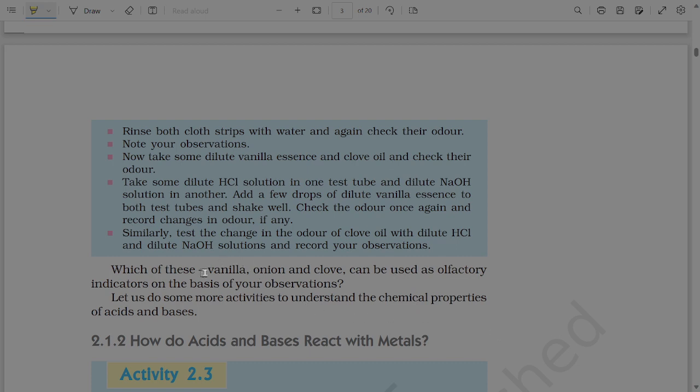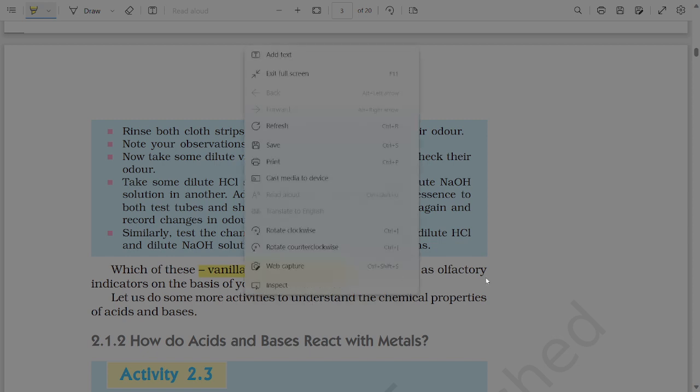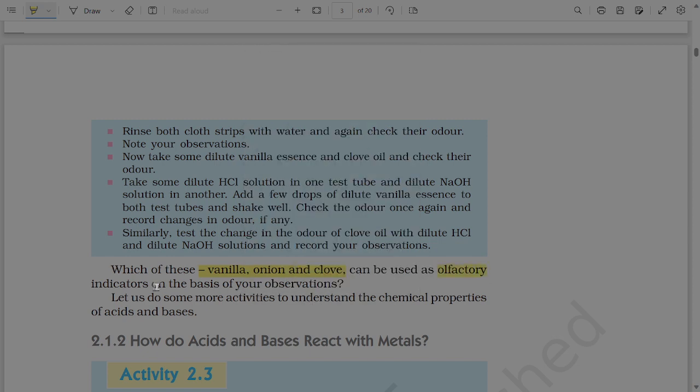So we got here that vanilla, onion, and clove are examples of olfactory indicators. Okay, highlight that olfactory indicators.